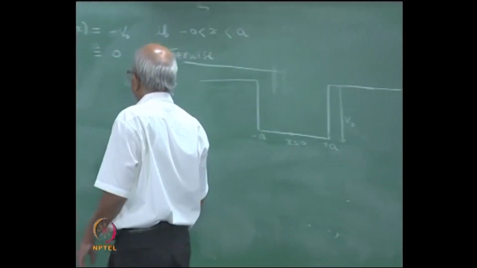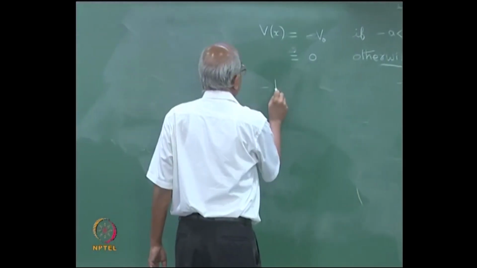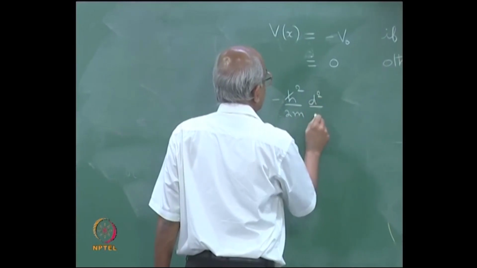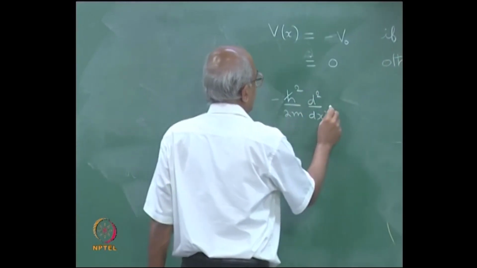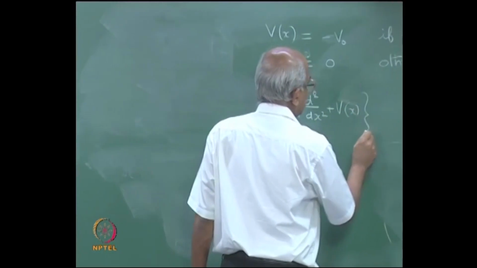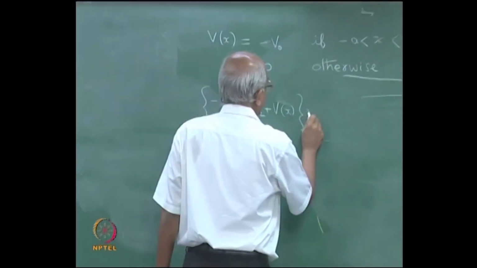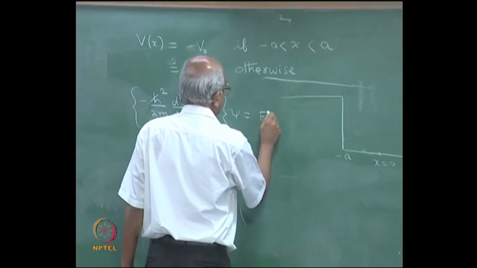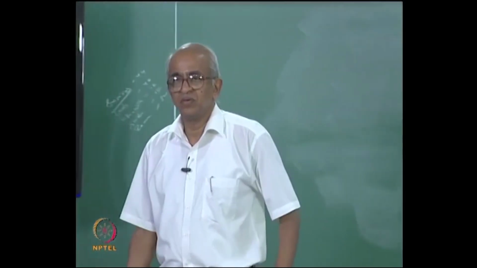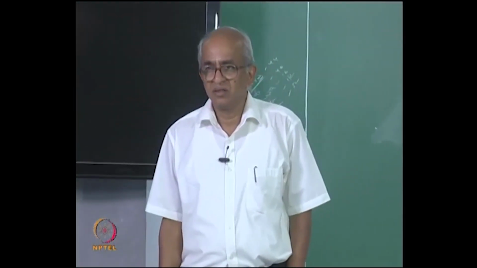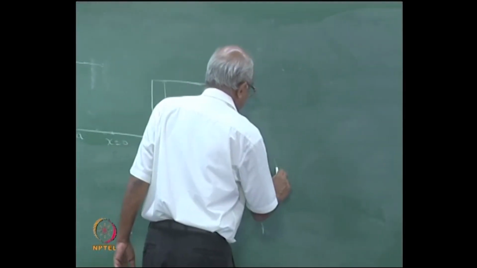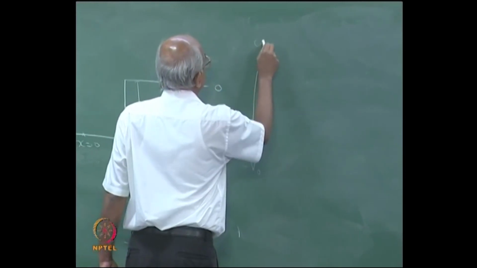So, I will write the Schrodinger equation. In fact, I will only write the time independent Schrodinger equation, because we are looking for the stationary states of the system. And so, I will have the Hamiltonian operator containing its kinetic energy and the potential energy, and this is going to operate upon psi, and the answer has to be equal to E psi. And as I told you, classically speaking, the energy of the particle can be anywhere between minus V0 to plus infinity.